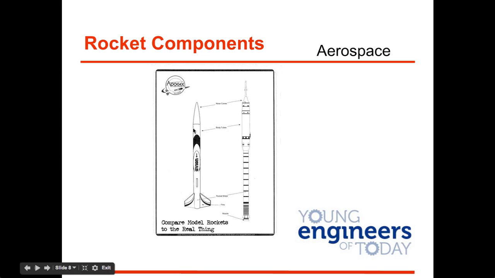And here we are comparing the model to the real thing. We're not going to spend too long on this because we're going to have plenty of time to look at what a real rocket looks like when we play the game and design our own rockets. But here's the nose cone, the body tube, the motor. You can see the motor is a lot larger when you have this huge rocket. And then that's a nozzle for ejecting the fuel.